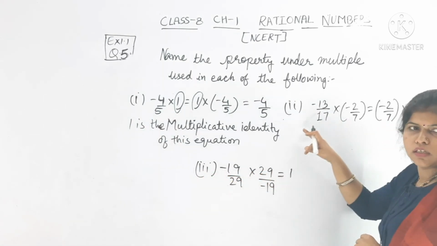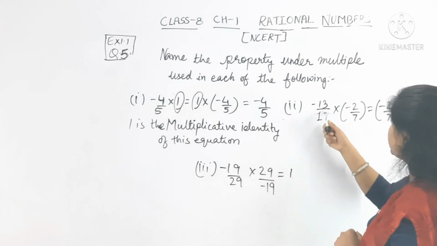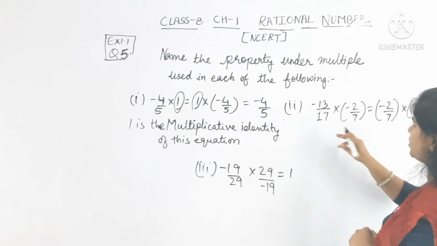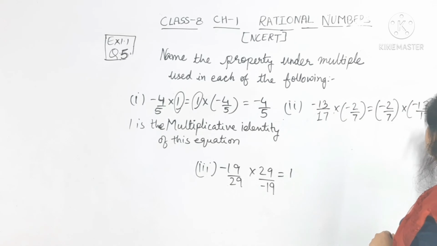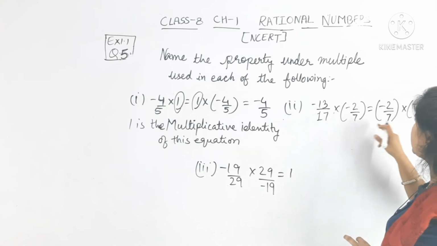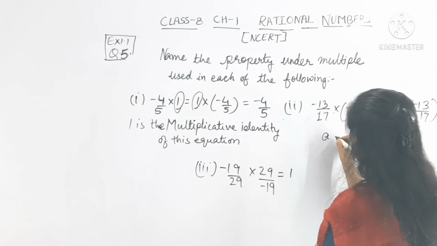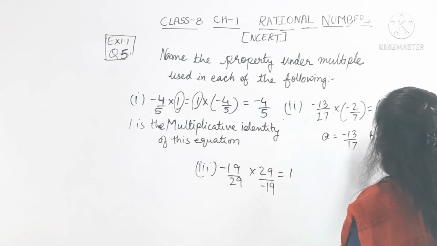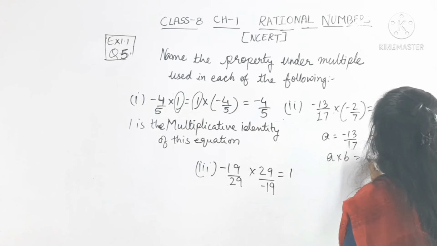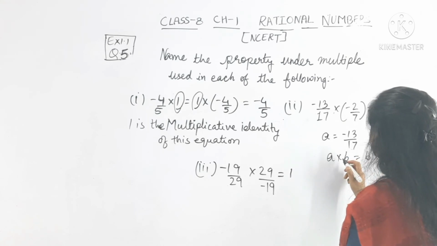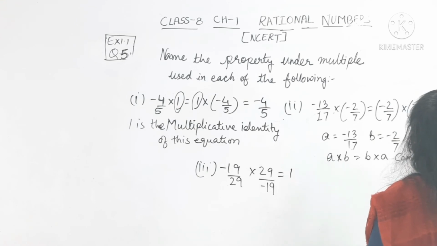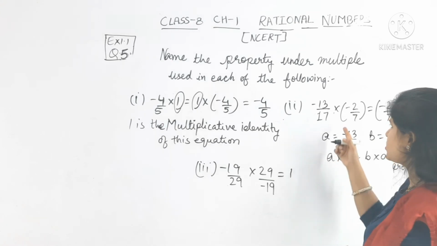Now let's see number 2. Here you can see minus 13 by 17 into minus 2 by 7 equals minus 2 by 7 into minus 13 by 17. Here you can see this part and this number are equal, and this number and this number are equal. So I can take a equal to minus 13 by 17 and b equal to minus 2 by 7. So a into b is equal to b into a. So this is the commutative property. Commutative property of multiplication. Okay. So this is the commutative property.